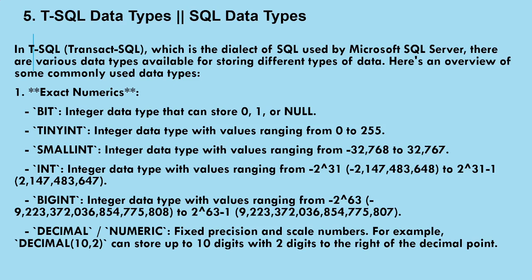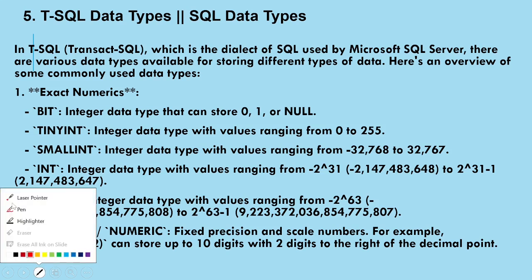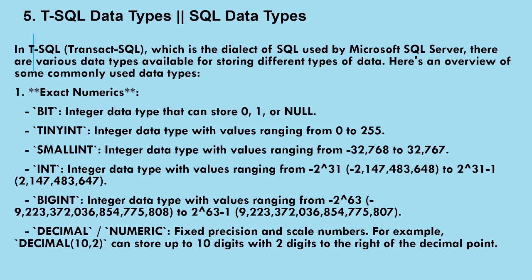Smallint is nothing but an integer data type with values ranging from -32768 to 32767. Okay, so it won't give an error up to 32767. If it goes beyond this, it will give the arithmetic overflow error.